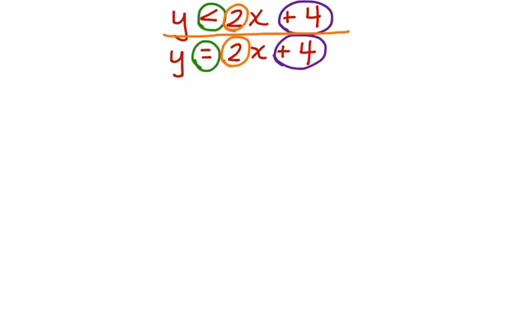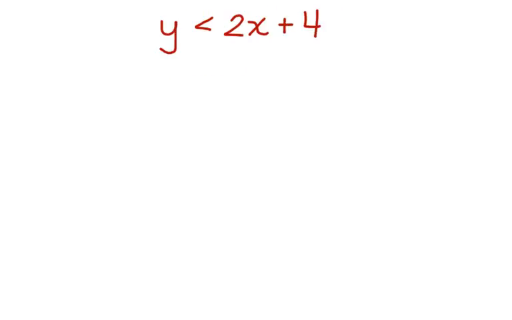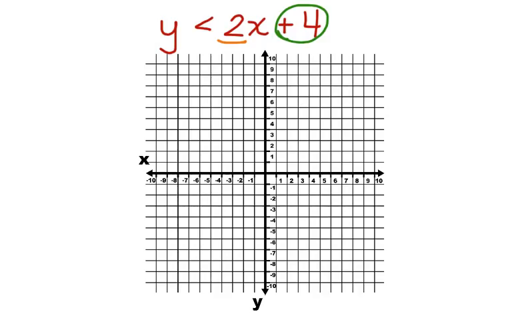Take a look. Again, we have y is less than 2x plus 4. 2 is our slope, 4 is our y-intercept. Now let's look at how to do this on the coordinate grid. Here's our coordinate grid. First we're going to graph the y-intercept, 1, 2, 3, 4. And we're going to put a point there.